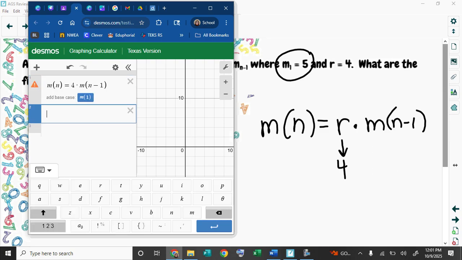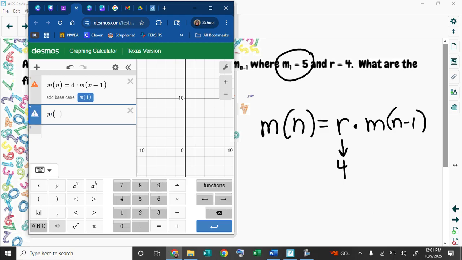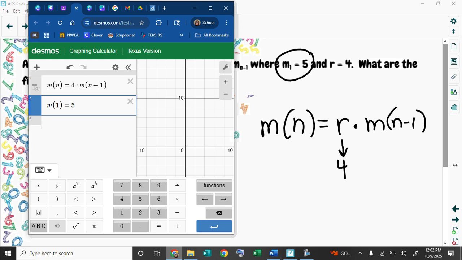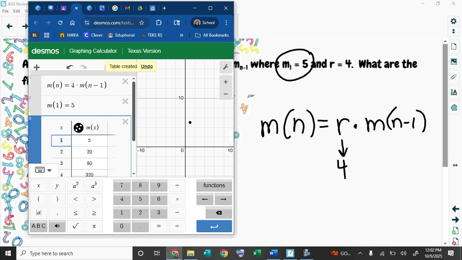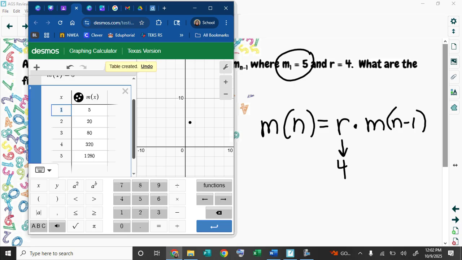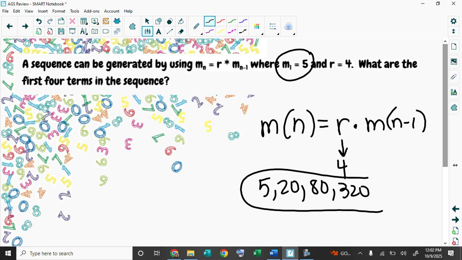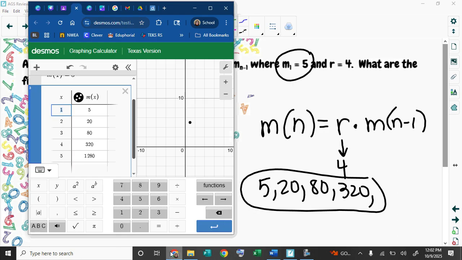So I've got to say m of 1 equals 5, what they tell me. And I need to know, what's the question? What are the first 4? So the first 4, I'm going to make a table right there. 5, 20, 80, 320. Oh, that was only 4. Oops. Can't count. 1280.